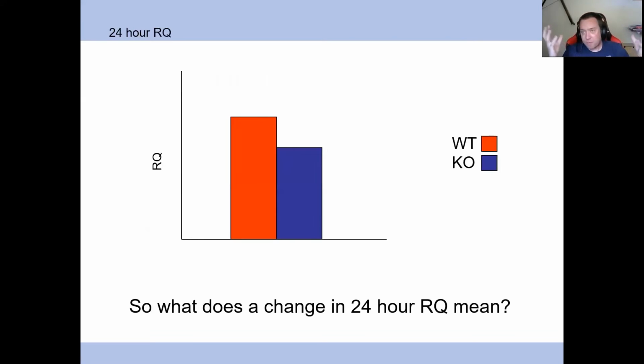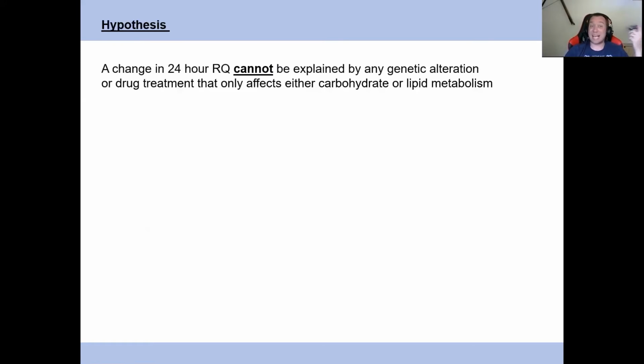Okay, so if we've measured our RQ in our mice over a 24-hour period and we've averaged it over that period, what does this mean? What does this value mean? So our wild types have an RQ here, our knockouts, it's a bit lower. Does this mean we've changed our knockout to be more reliant on fat? So I'm going to argue that's not the case, and I'm going to argue it cannot be the case.